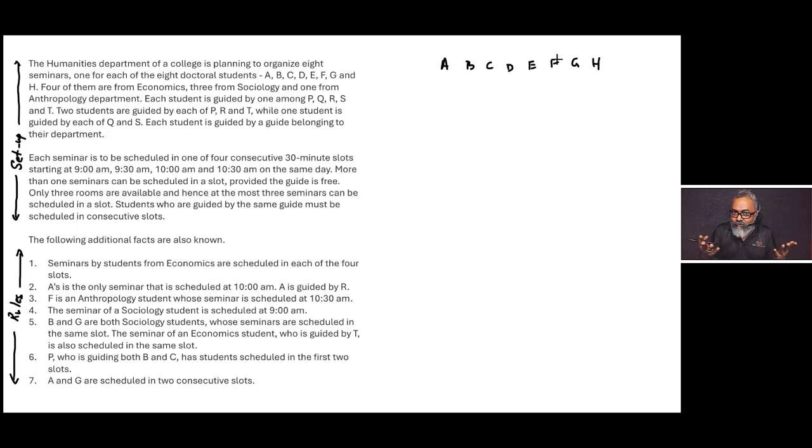I'll tell you why. Then it says 4 of them are from economics, 3 from sociology and 1 from anthropology department. So we have these students here, and now we have departments. We already have an E, so this is going to get confusing. So let's simply use a small letter e to denote these departments. Now there are 4 e's.